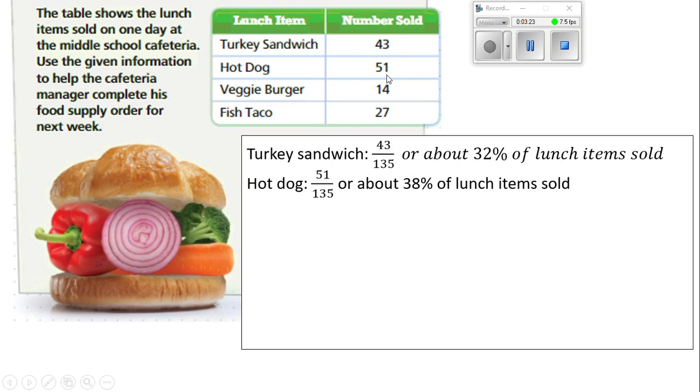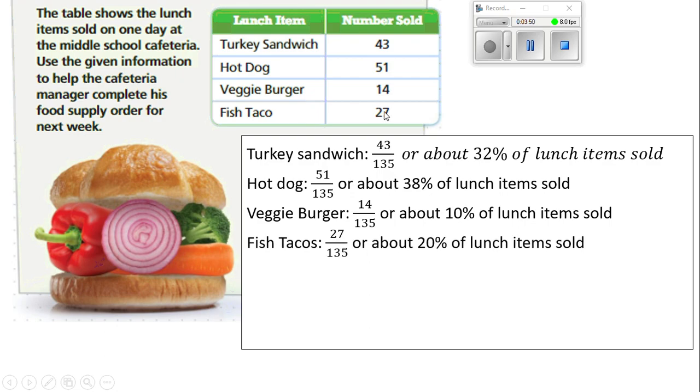If we took the hot dogs, we'd see that we have 51 hot dogs out of 135 things sold. And that means if we take 51 divided by 135, we're going to get roughly 38% of the lunch items sold being hot dogs. If we take 14 of the veggie burgers out of the 135 things sold, we'd have 14 divided by 135, which would give us roughly 10% of the lunch items sold. And the fish tacos make up 27 of the items sold. So we'll have 27 divided by 135, which will give us 20% of the lunch items sold.